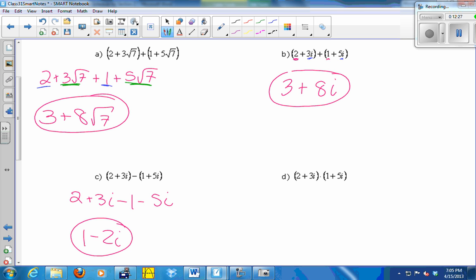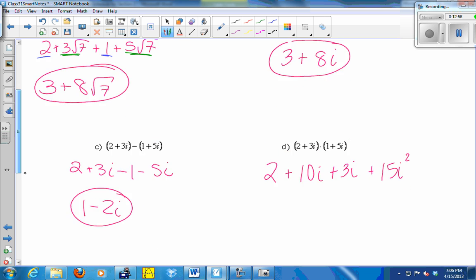And then to multiply them, you FOIL, just like you would if that said 2 plus 3x and 1 plus 5x. Just FOIL. So you have 2 times 1 is 2. It's first. Outer is 2 times 5i, which is 10i. Inner 3i times 1 is 3i. And 3i times 5i is 15i squared.